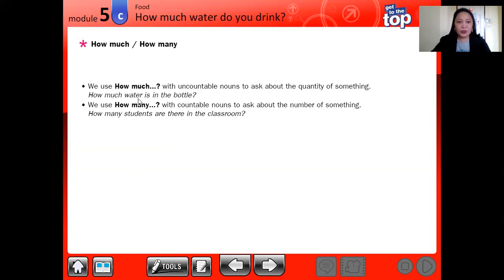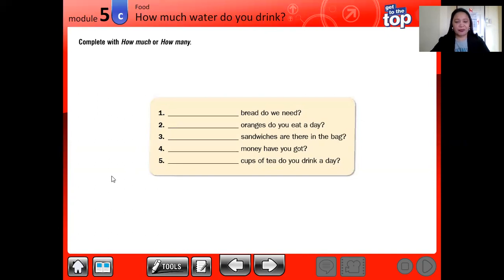Example, how much water is in the bottle? Okay? Next, we use how many with countable nouns to ask about the number of something. Example, how many students are there in the classroom? So that is the use of how much and how many. Do you understand? Very easy to identify.